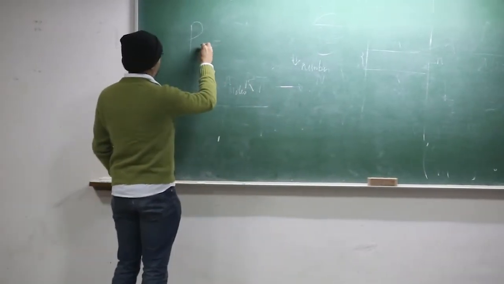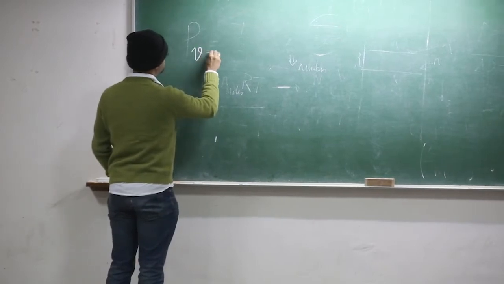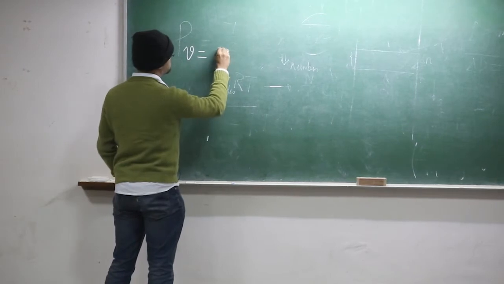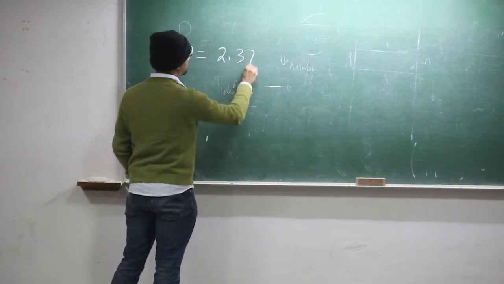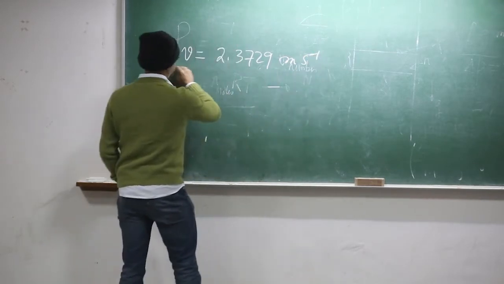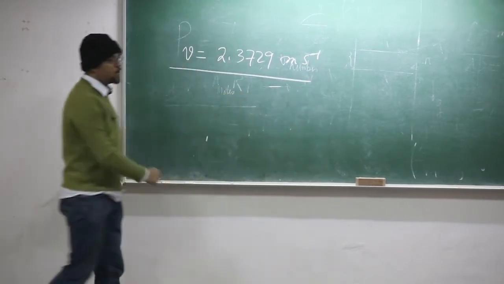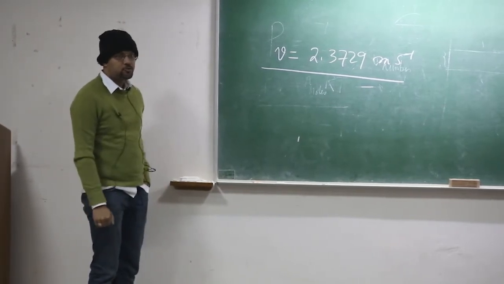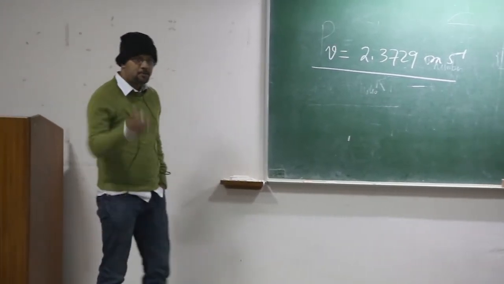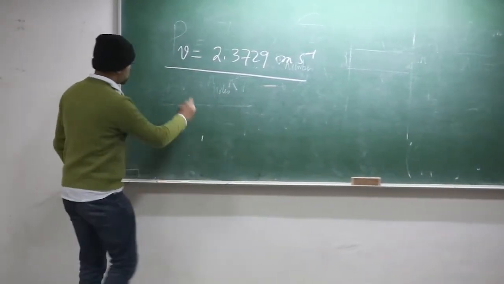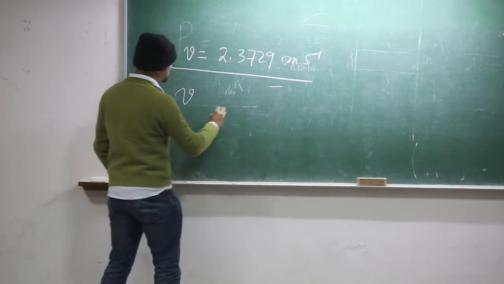So if I ask this question, velocity or speed of the particles of gas equals 2.3729 meters per second, and ask this question, how many molecules are having this speed? Is that a good question to ask? Somebody said last time that is just not a good question to ask. We should talk in terms of the speed intervals.